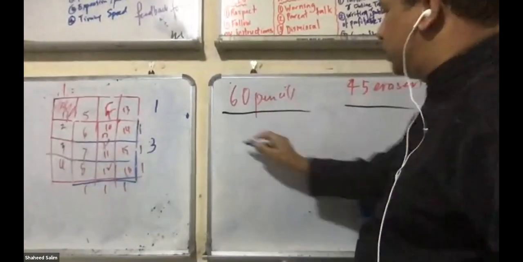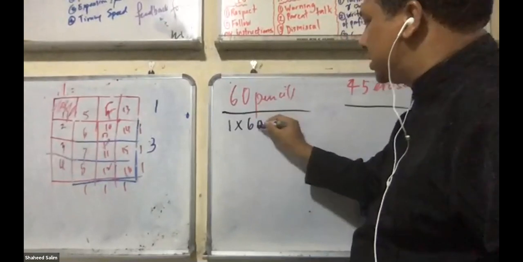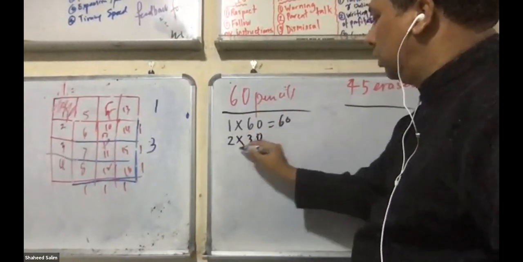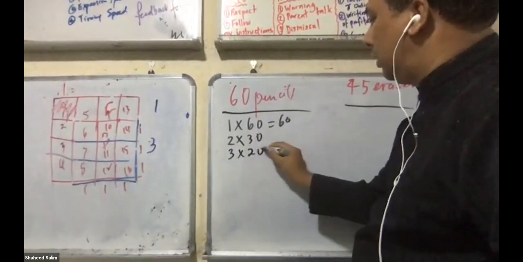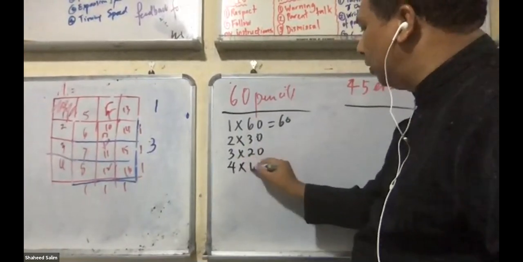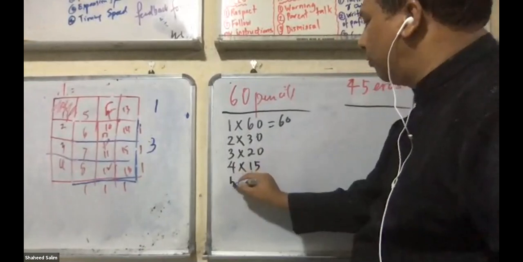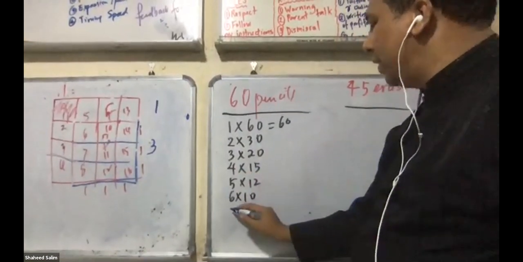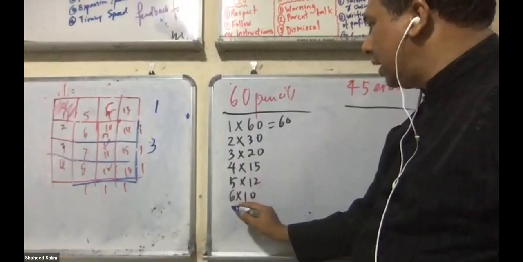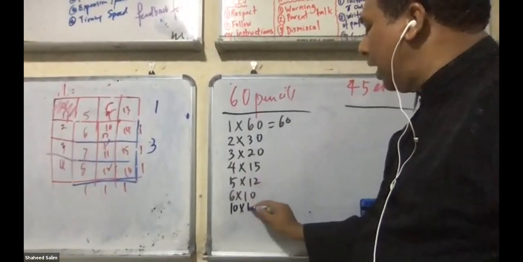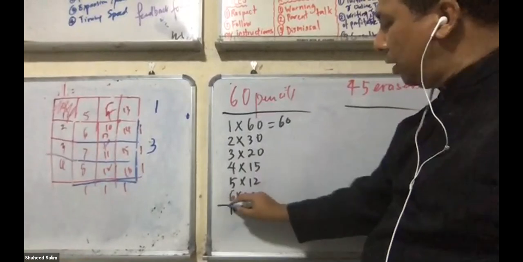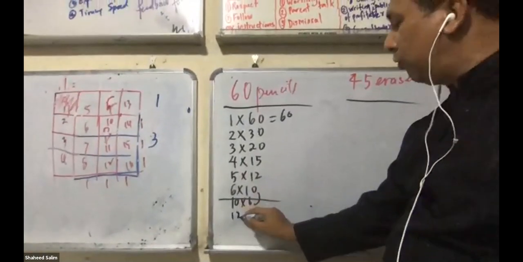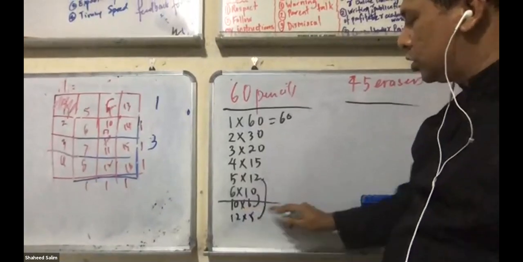We write it this way, you start with 1. 1 times 60 is 60. What else? 2 times 30. 3 times 20. 4 times 15. 5 times 12. 6 times 10. 7 cannot, 8 cannot, 9 cannot, 10 times 6. But now we are going to repeat, so we can stop here. If we continue, the next one will be 12 times 5, the same thing. So we can stop here.